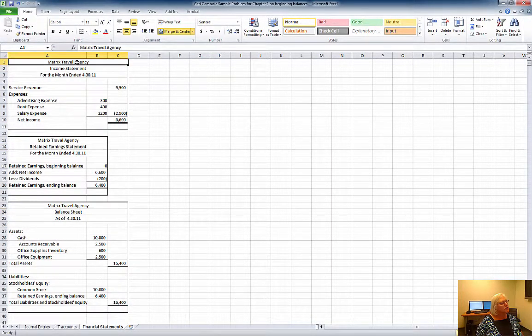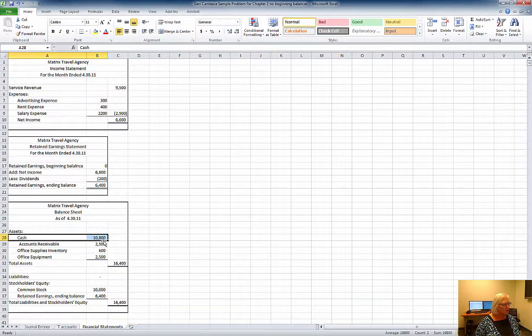All right, notice that you have a 3-line heading: the name of the company, the name of the statement, and the time period that you're looking at. Income statement, this is going to be for the month ended. So this is for the month of April, basically. Retained earnings is for a period of time, the month ended. And the balance sheet is as of, because you have cash on it.